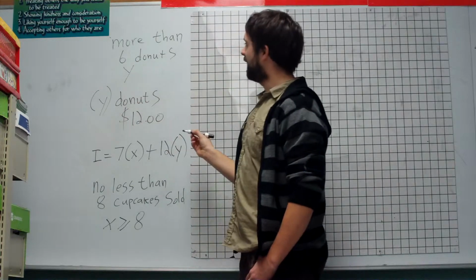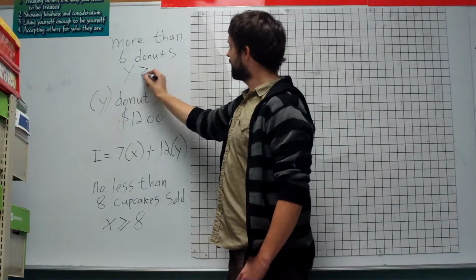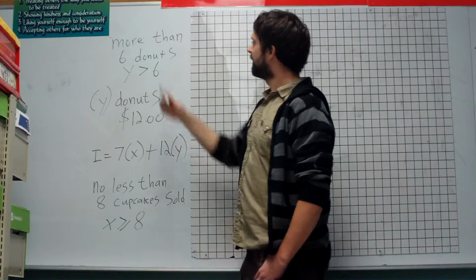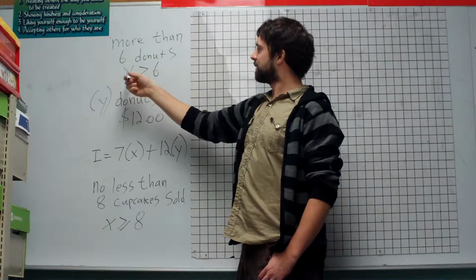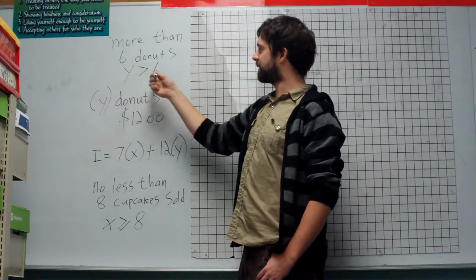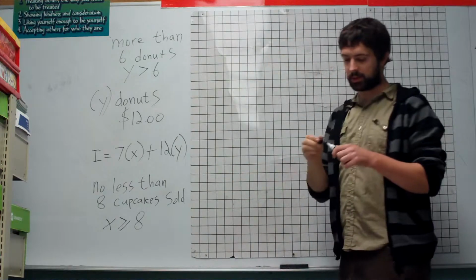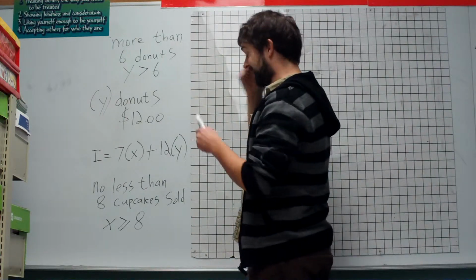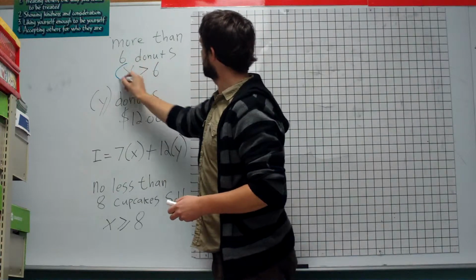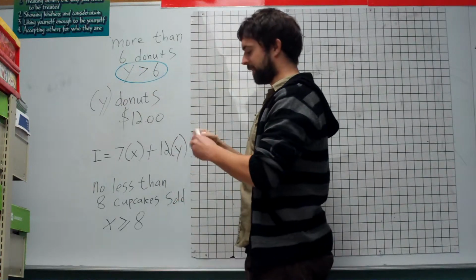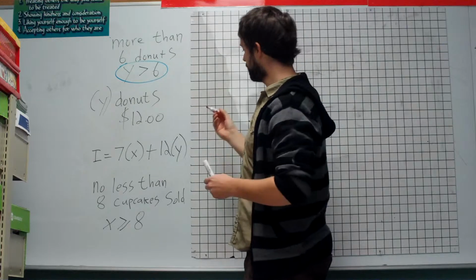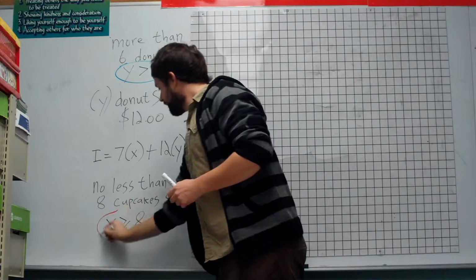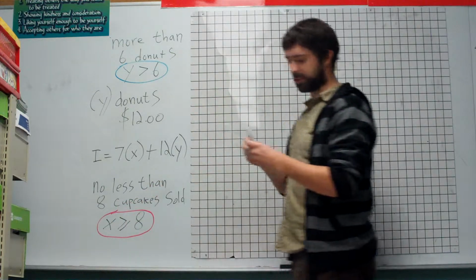Y has to be greater than 6. More than 6. Y is greater than 6. So there's our 2 constraints. And it's always nice to use colors when you're working with constraints. So try and keep it nice and organized. So blue for our donuts and red for our cupcakes.